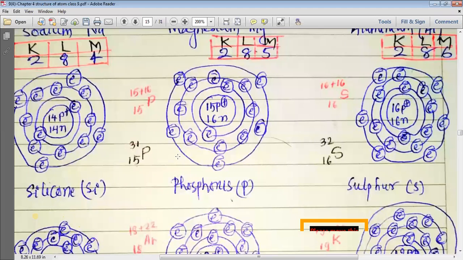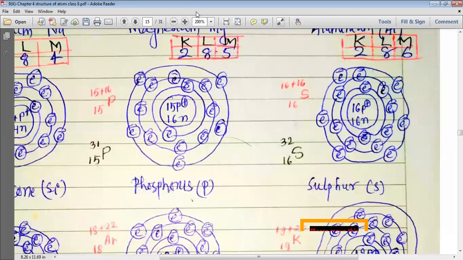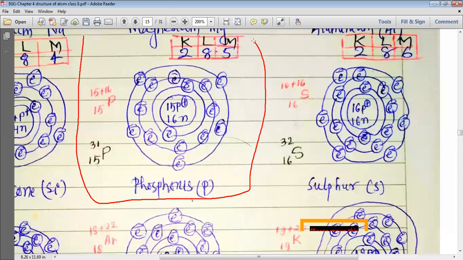Now we want to study another element, the next element. The name of this element is phosphorus. We represent it with the symbol P. In phosphorus, we have 15 protons and 16 neutrons, and thus we have 15 electrons. You can see that in phosphorus, in K shell, we have 2 electrons. In L shell, we have 8 electrons, and 5 electrons, 1, 2, 3, 4 and 5 electrons, are present in the M shell.